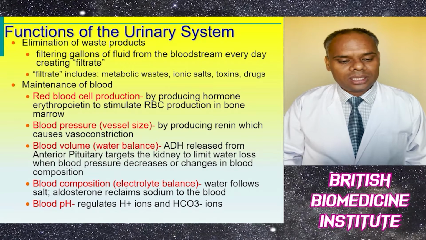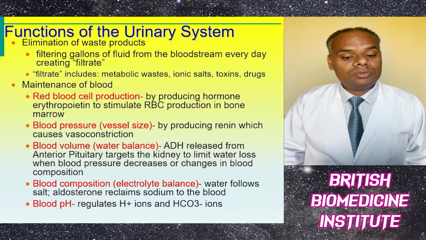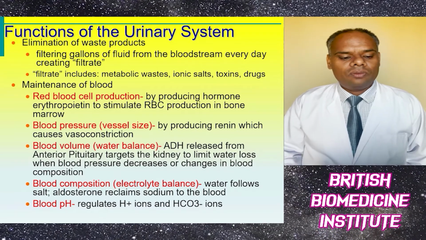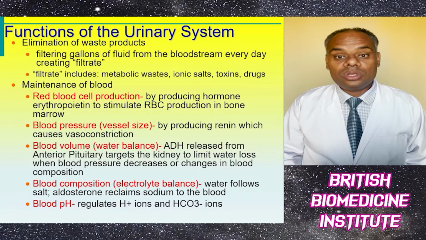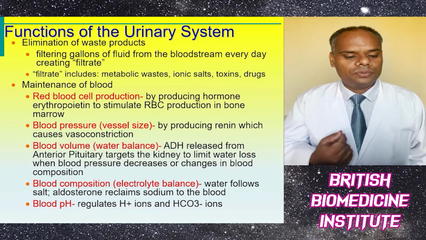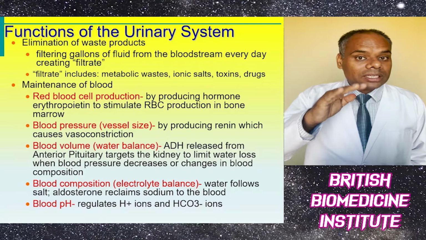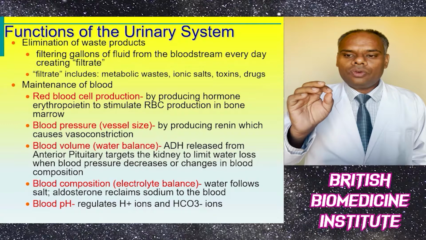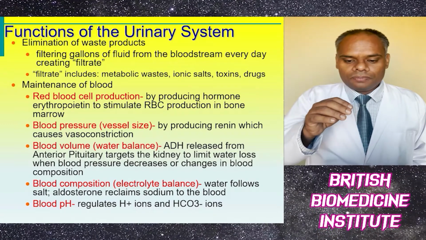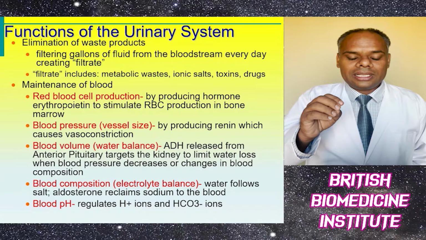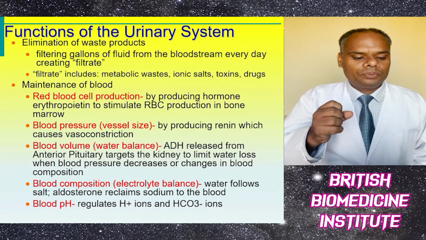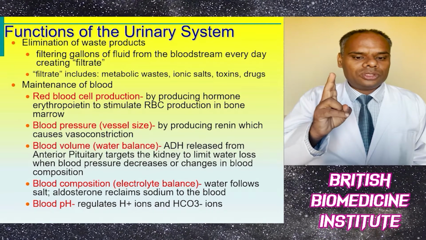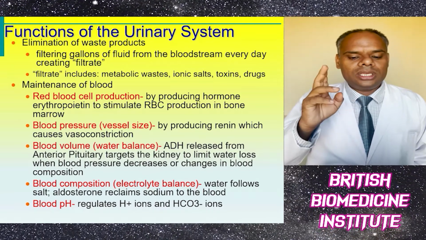ADH is released from the posterior pituitary and targets the kidney to limit water loss when blood pressure decreases or blood composition changes. They also help in maintaining blood composition, or we can say electrolyte balance. Water flow, salt, aldosterone reclaims sodium from the blood. They also maintain blood pH, helping in regulation of H positive ions and HCO3 ions.